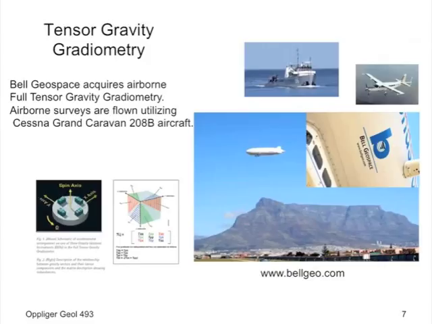Bell packages it together with LiDAR and ultra accurate GPS, kinematic GPS, rather like what we're using, and you can get it flown for, I think, less than $100 per line mile. And so it is an incredibly efficient way of measuring gravity and directly measuring gravity gradients over huge areas. So we just need to get it done here in northern Nevada on our lakes.